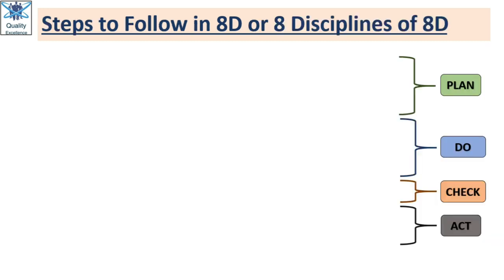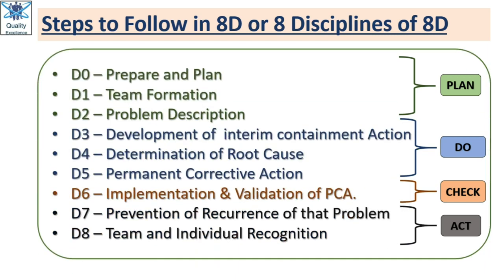Then let us discuss the steps to be followed in 8D, or what are the 8 disciplines of 8D. So you can see here the first stage is D0, that is prepare and plan. Then D1, that is team formation. D2, that is problem description, and these D0, D1 and D2 combine and make the plan stage, right? As I told you, it follows the PDCA cycle. You can see this is the plan, do, check, act cycle. So the first three stages are plan stages.